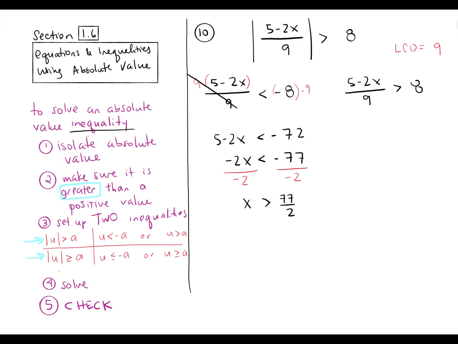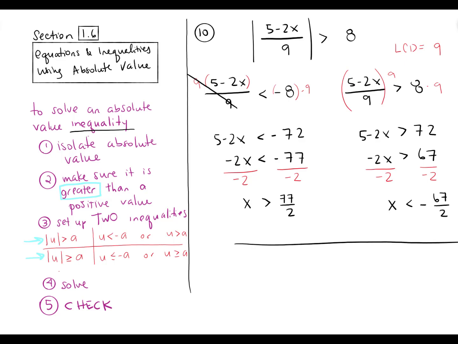Let's do this again. We're going to multiply by 9. So I'm going to get 5 minus 2x is greater than 72. I'm going to subtract 5 from both sides, and then I'm going to divide by negative 2. Once again, what happens when I divide by negative 2? That symbol switches directions. And there we go.